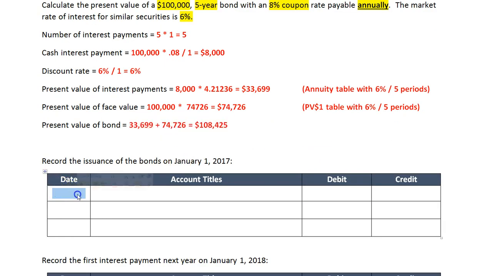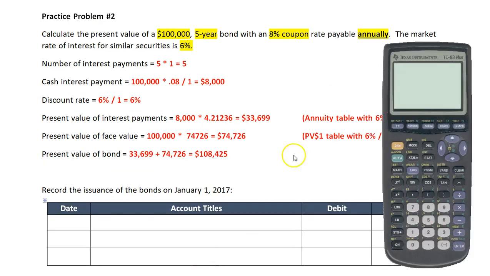All right, the first day of issuance. I'm going to do the calculator real quick. Apps, Finance, TVM Solver. Number of periods here is only 5. The interest rate per period is the 6 divided by 1, or 6. The present value we're going to solve for, so I'm going to set it equal to 0. The payment is going to equal negative 8,000. And the future value is still a negative 100,000 that we're going to pay out. If we go to alpha solve, you get 108,424, and it rounds up to 425, which matches our number that we got with the tables.